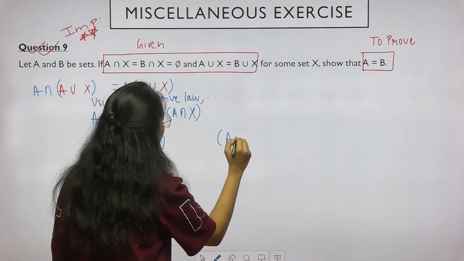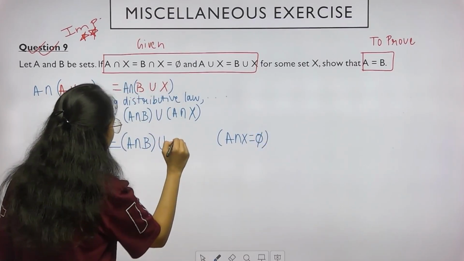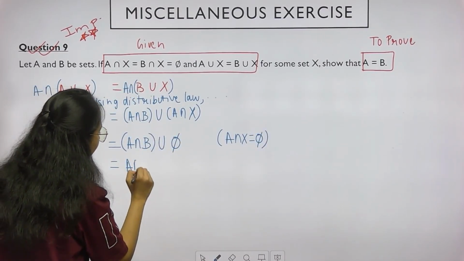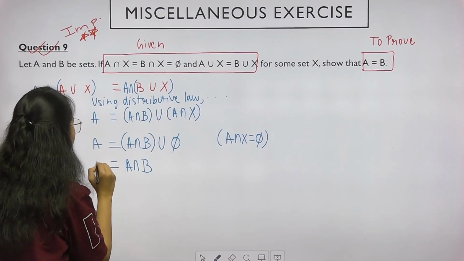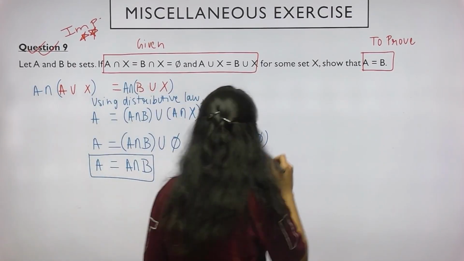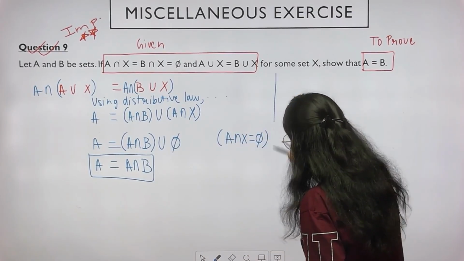Now according to the question, A intersection X is empty set. So this becomes empty set. Now A intersection B union empty set becomes A intersection B. Now we have reached that A is equal to A intersection B. Clear? Now let's check another form in this question only.